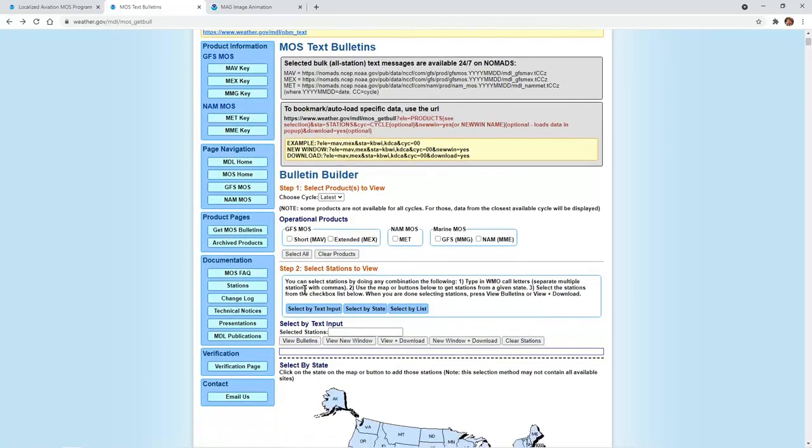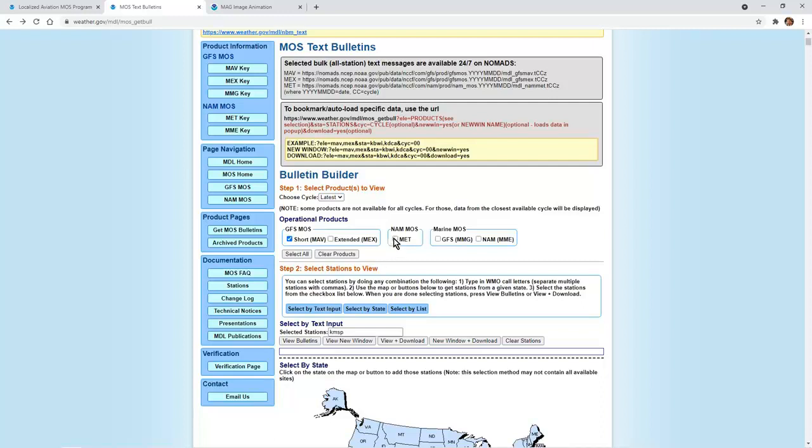I know this data input has a lot of information on it, but we can essentially look at any of the bulletins for specific stations. So if I wanted to, for instance, look at KMSP, I can do that. I can look at the short range MAV, which is the GFS model. The GFS MOS is called the MAV. The North American Mesoscale MOS is called the MET, M-E-T, that you see over here.